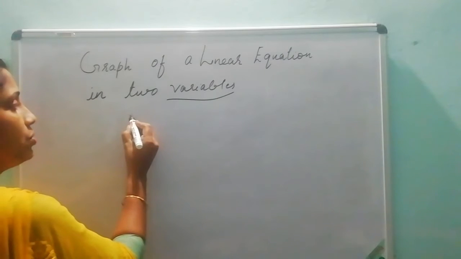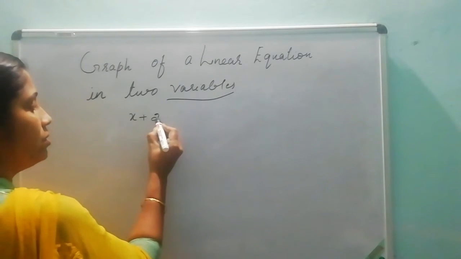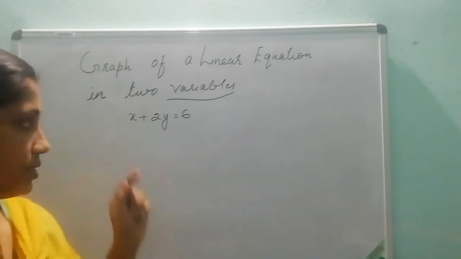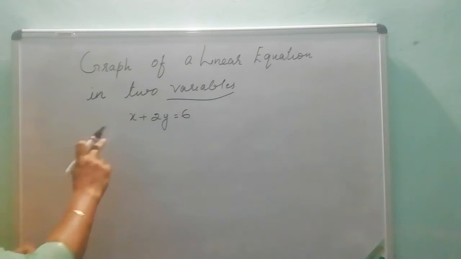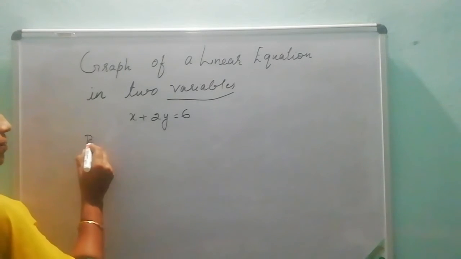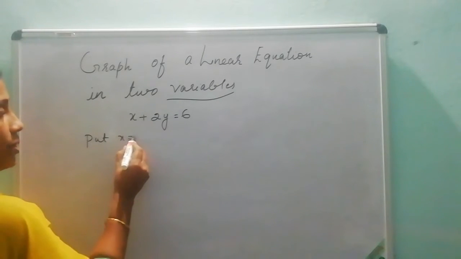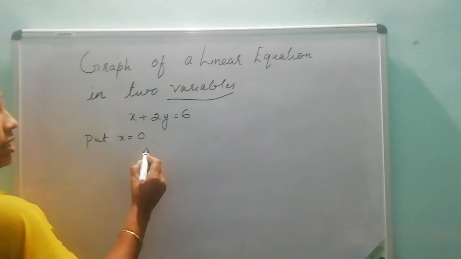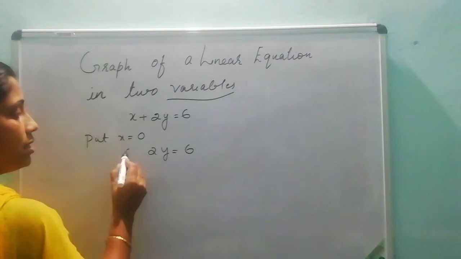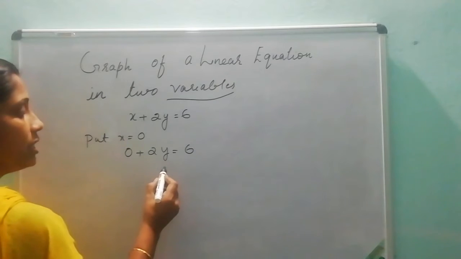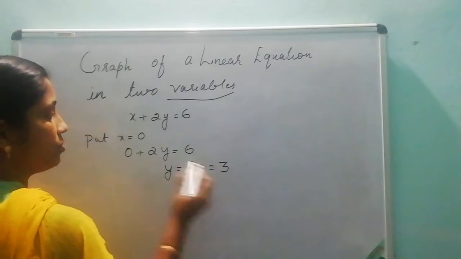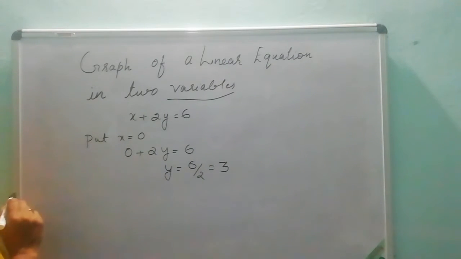Consider the linear equation in two variables: x plus 2y is equal to 6. So we want to find the solution for this linear equation. First we put x is equal to 0. What will we get? 0 plus 2y is equal to 6. Therefore, y is equal to 6 by 2, that is equal to 3. When x is equal to 0, y is equal to 3.